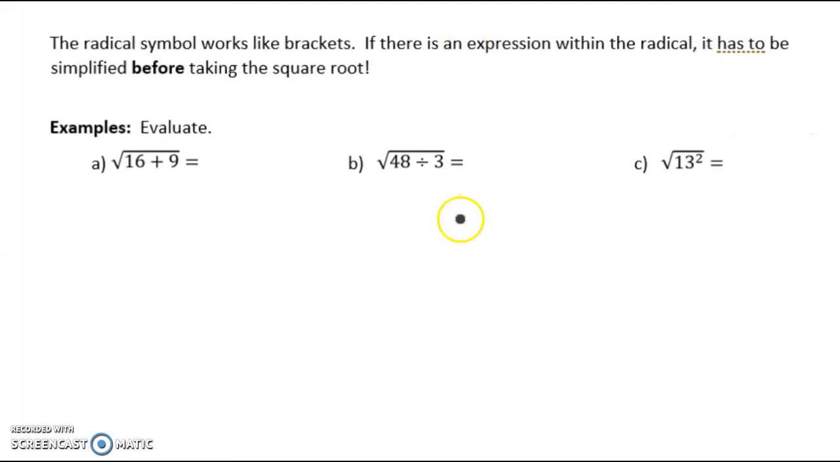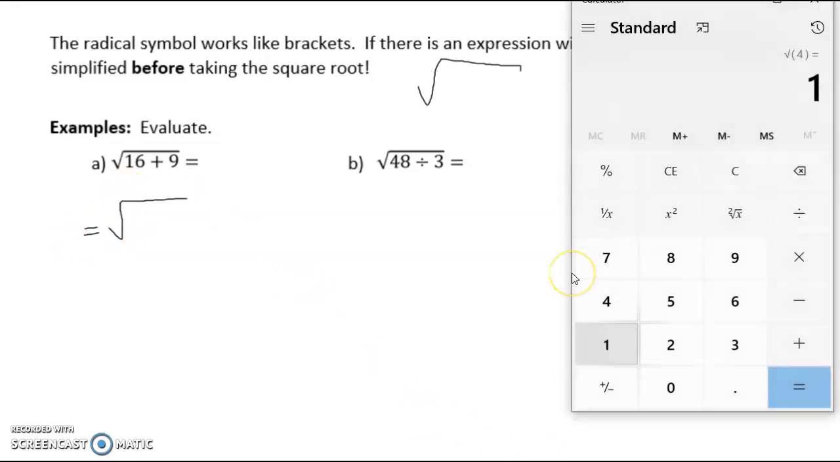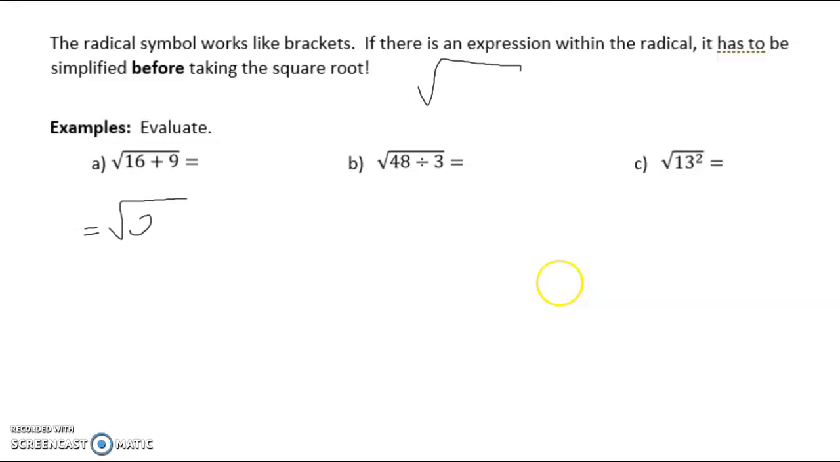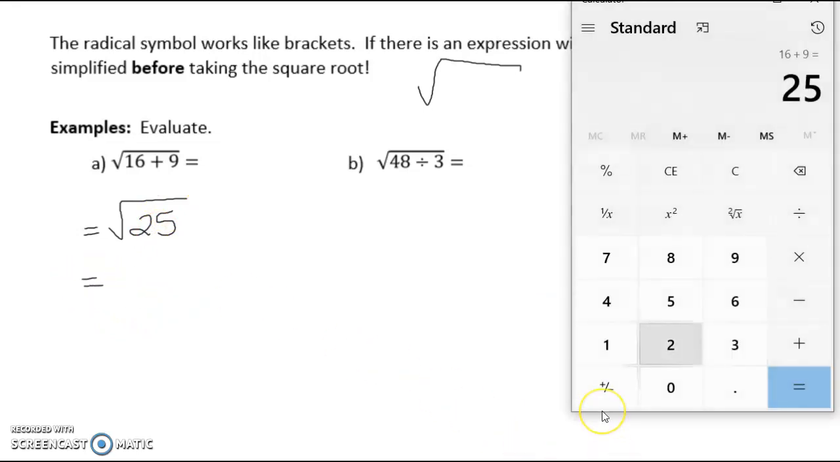Next, the radical symbol works like brackets. If there is an expression within the radical, and this is the radical, it has to be simplified before taking the square root. So for example, this right here, 16 plus 9, we have to do that first. So 16 plus 9 gives you 25. Now we can take the square root of 25. And in your calculator, 25 square root, your answer is 5.